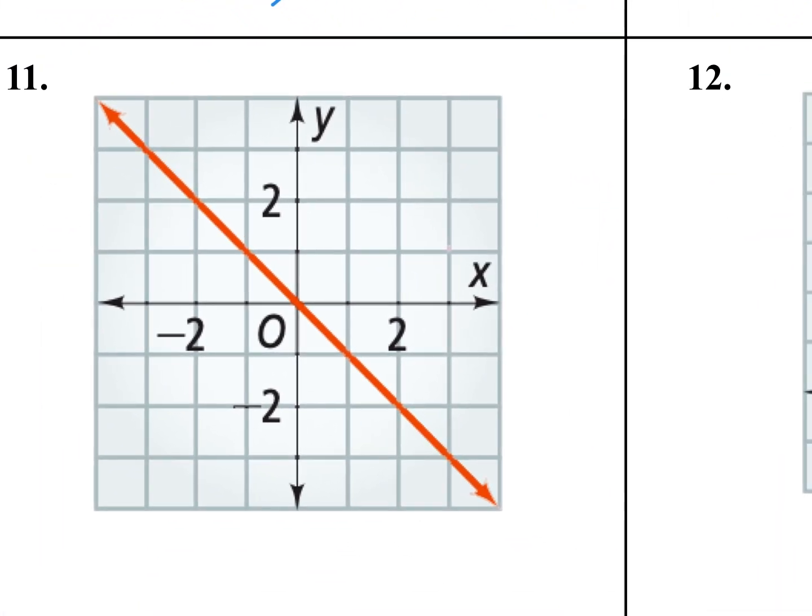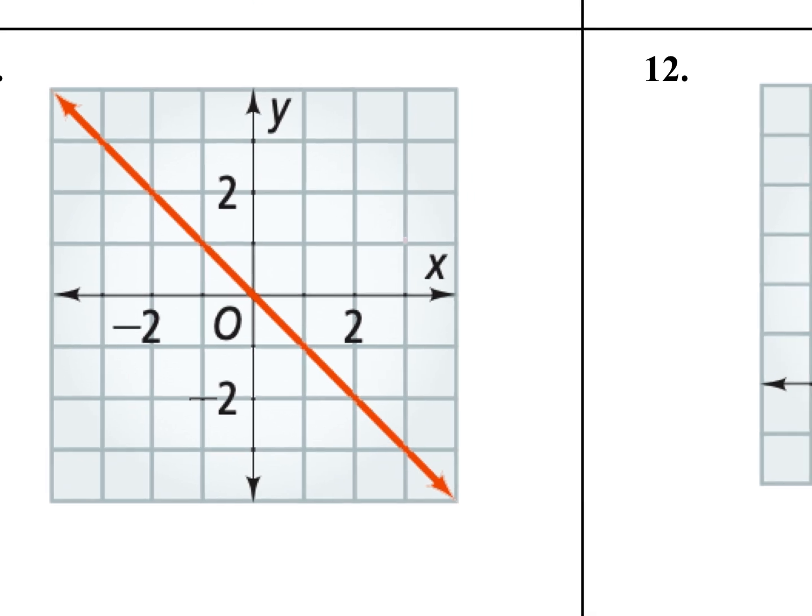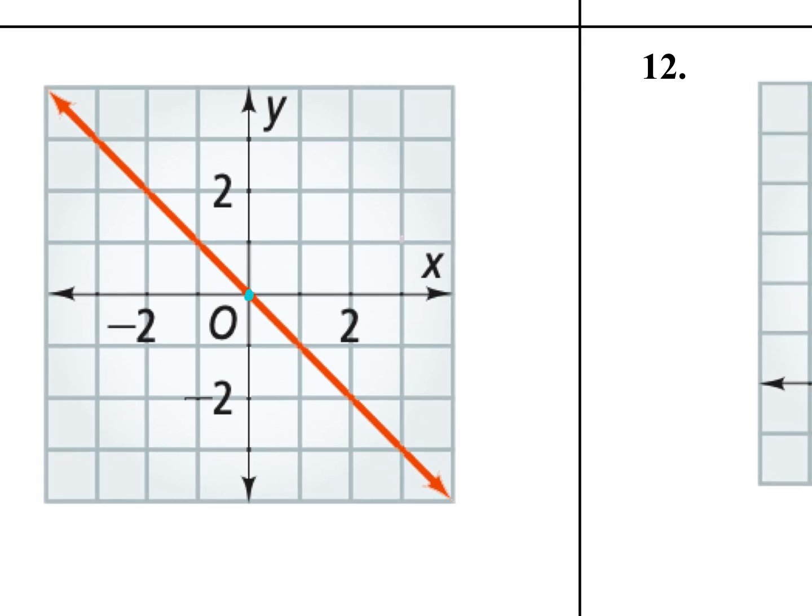Okay, next one, number 11. So I see again that my graph has crossed 0 at the center. So it means to say that my b value here is equal to 0. Now I'm going to find my slope. I'm going to go from (0, 0) to this point. So it went down 1 unit. That's going to give you a -1. And it went 1 unit to the right side. So to simplify this one, my slope here is -1 only.